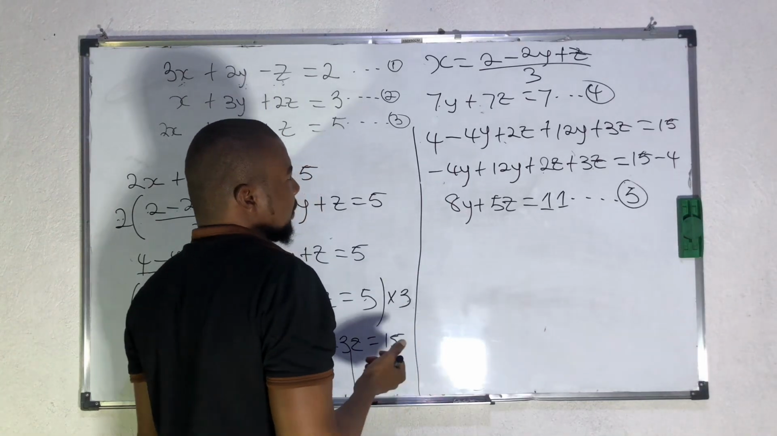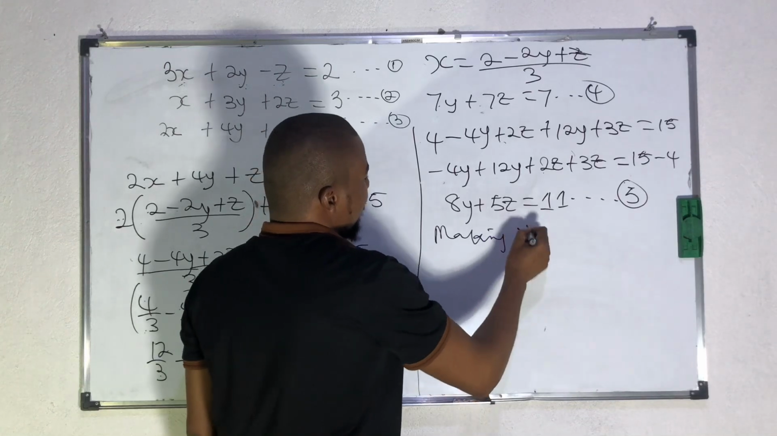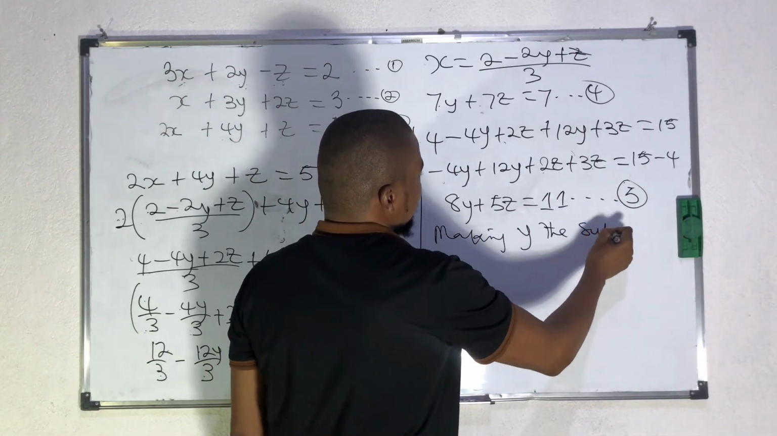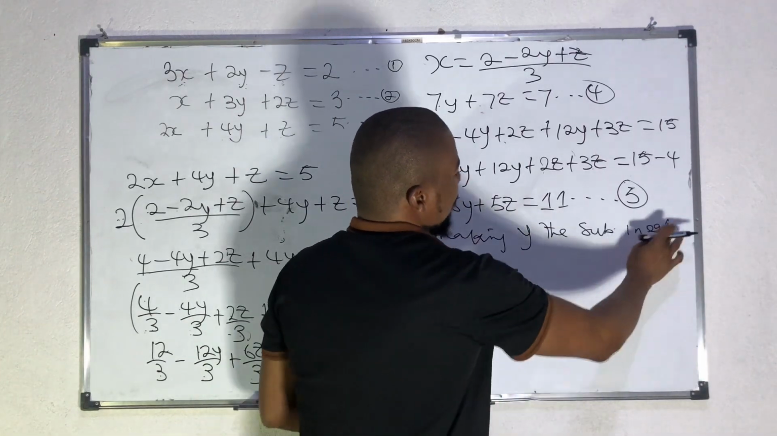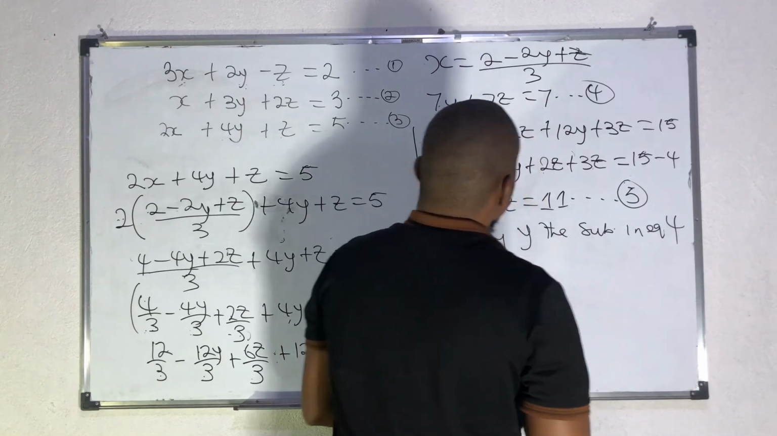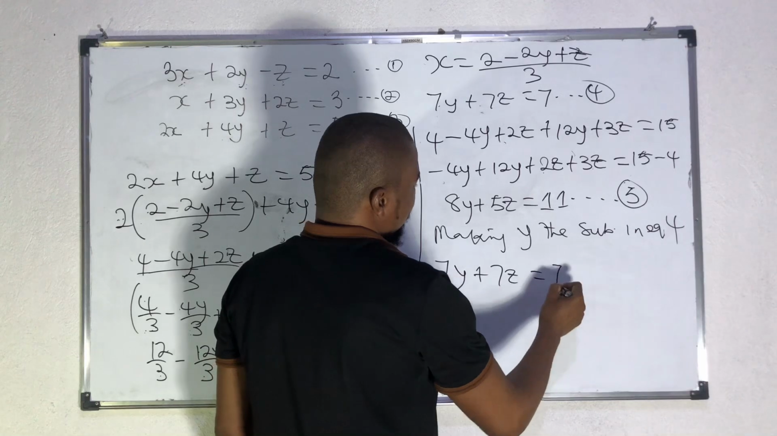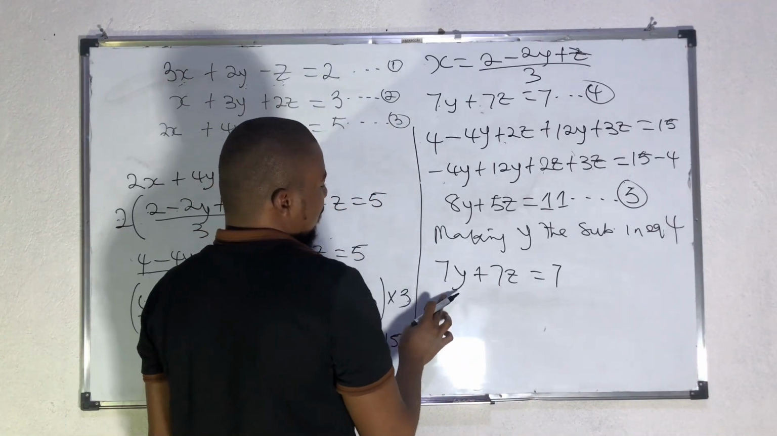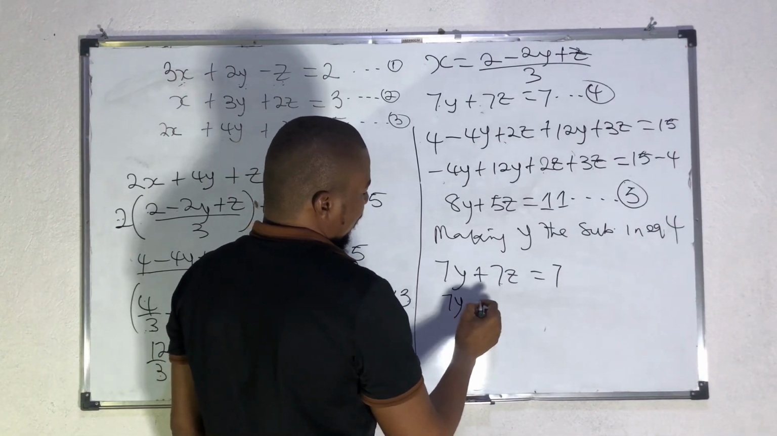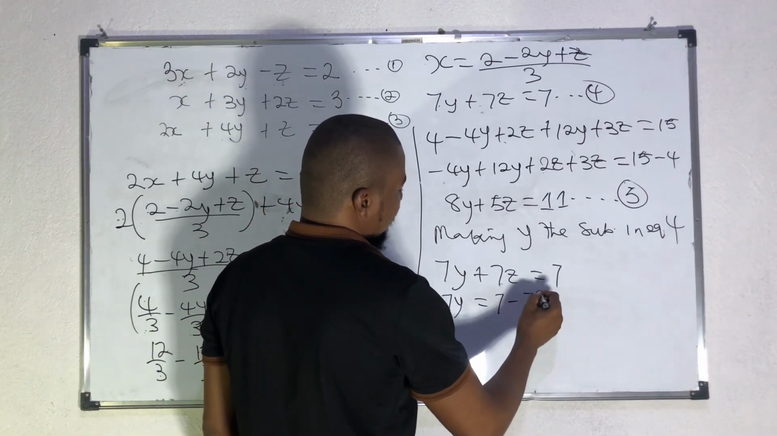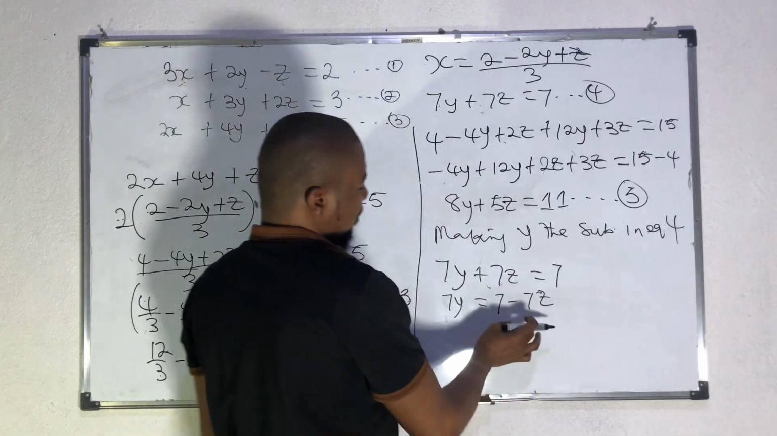Let me show you what I mean here. I will say making y the subject in equation 4. Let's do that. Here we have 7y plus 7z is equal to 7. To make y the subject, I'll simply transpose the 7z across. Here we have 7y is equal to 7 minus 7z. Remember, this is a plus 7z. If it goes across the equality sign, it now becomes a negative 7z.